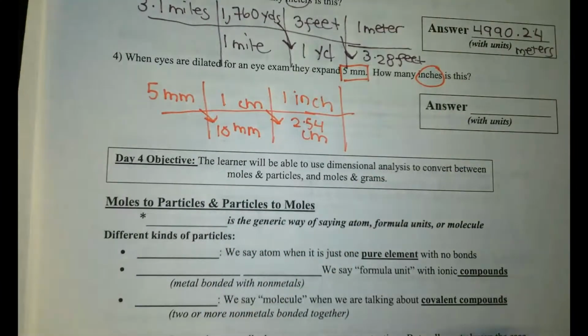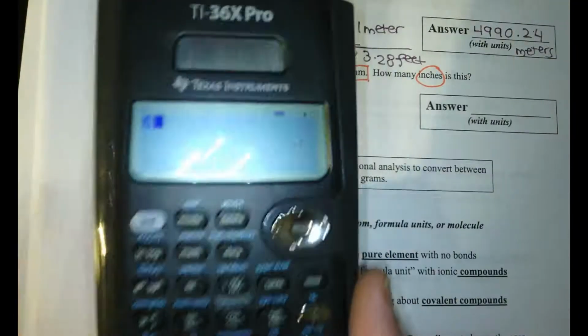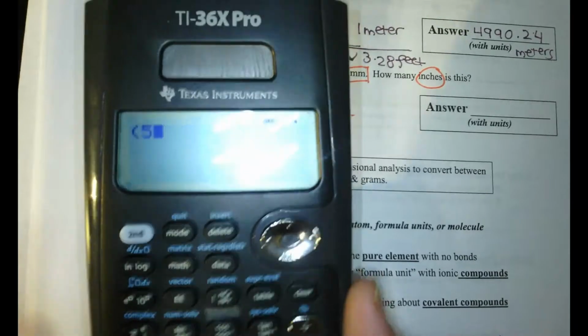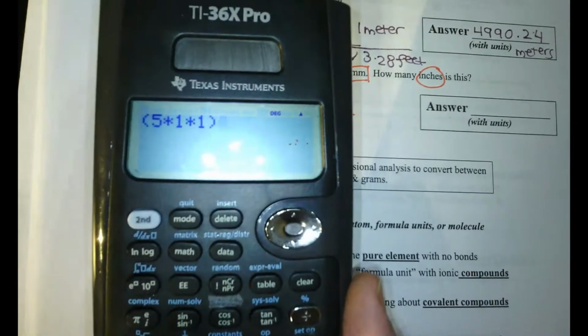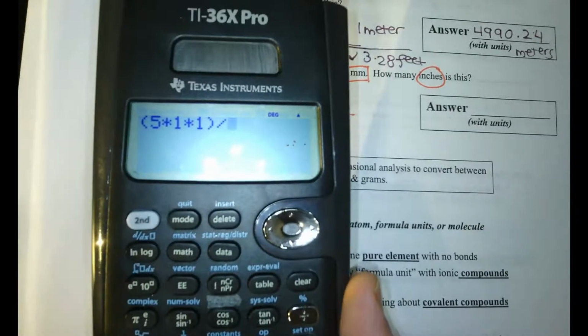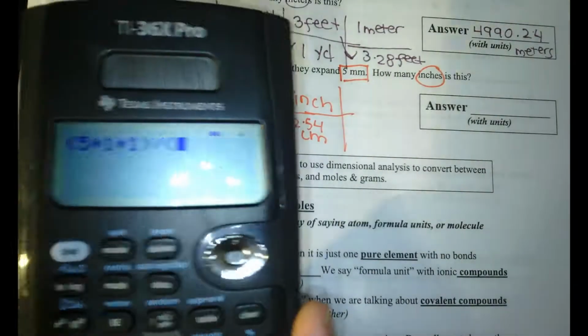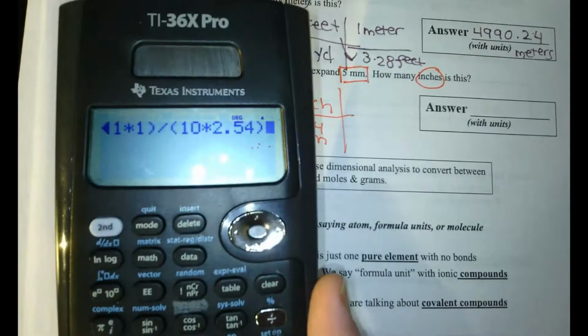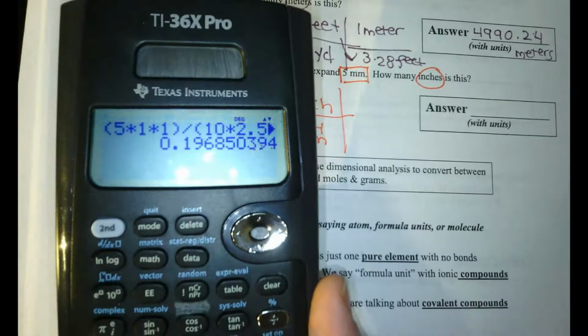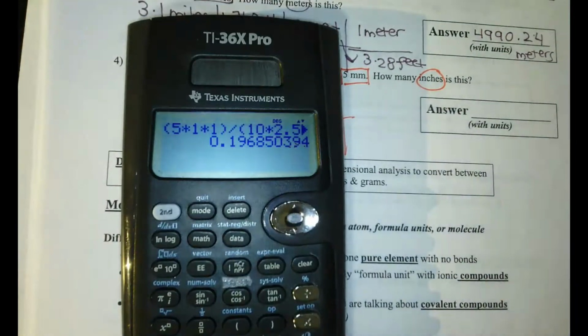So I'm all done. I'm ready to do my math. Multiply everything on the top and then divide it by everything on the bottom multiplied. So once again, I'm going to do it all in one step using the parentheses. I'm going to say parenthesis 5 times 1 times 1. Close my parenthesis, hit divide, open a new parenthesis, 10 times 2.54. Close your parenthesis, hit enter. How many inches is this?